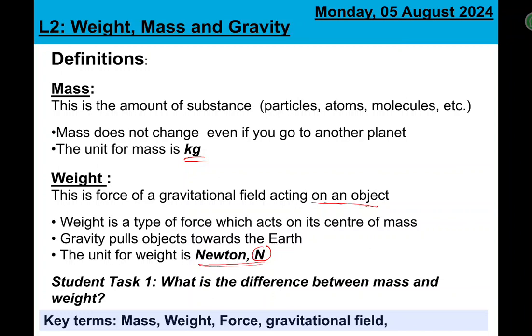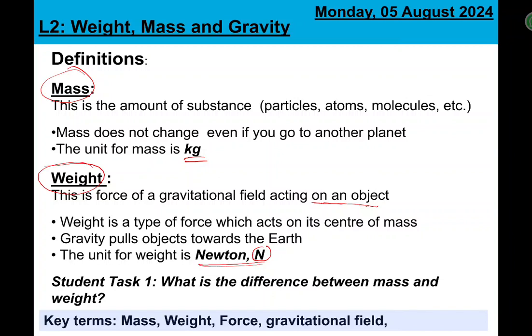So there are major differences between mass and weight. The first difference is that mass is the amount of substance in an object, and weight is the amount of gravitational field acting on that object. Another difference is that mass doesn't change, while weight changes according to the gravitational field strength. And the unit for measuring mass is kilogram, and the unit for measuring weight is the Newton, because it's a force, affected by the pull of the earth.